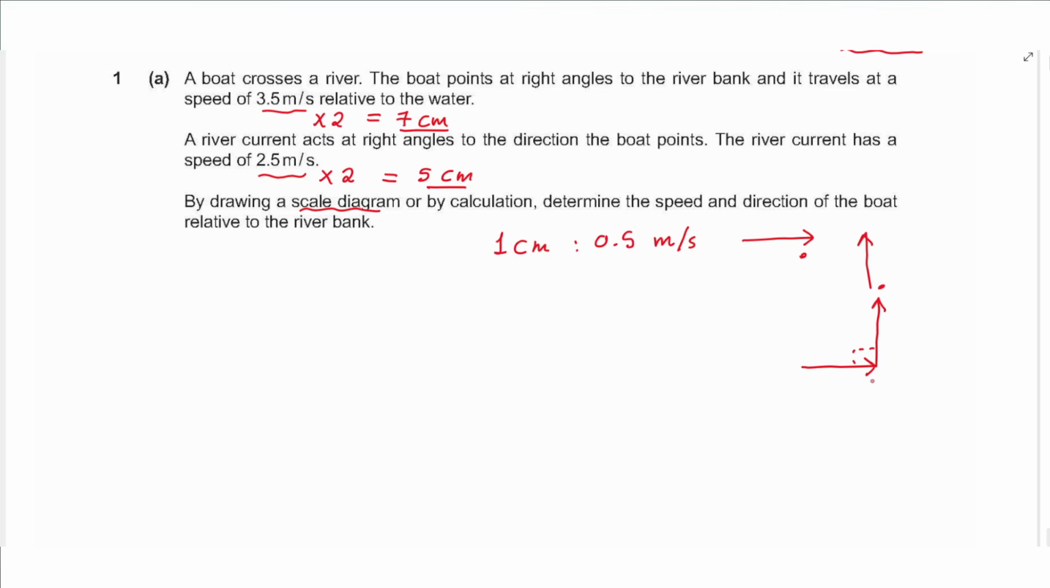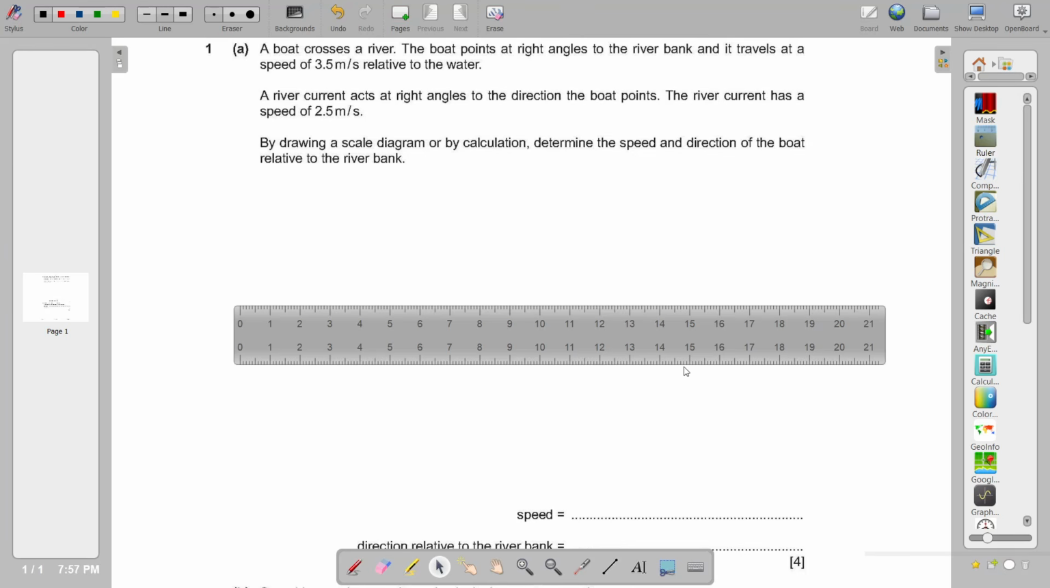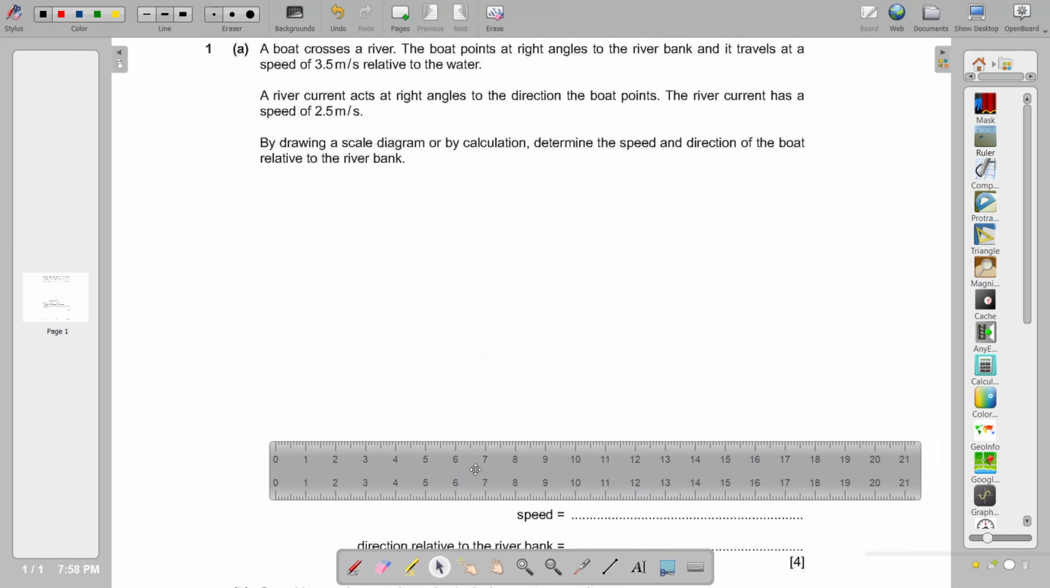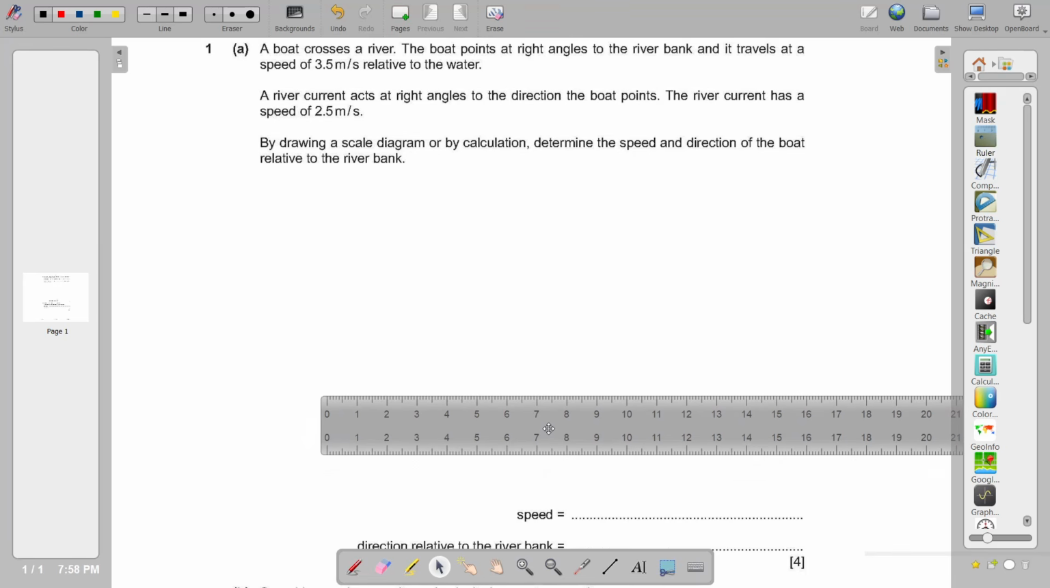So we will have to measure 90 degrees from the end of the first arrow to draw the second arrow. We can use the first one to be the current of the river, which is 2.5, and then draw the 3.5 meter per second. These are just the labels, but we will actually be drawing 5 centimeters and 7 centimeters. So now I will use a ruler to draw a 7 centimeter long arrow upward and a 5 centimeter long arrow to the right. So since the diagram will be going to the right and upwards, I will start from the left and down to leave for myself enough space to draw.